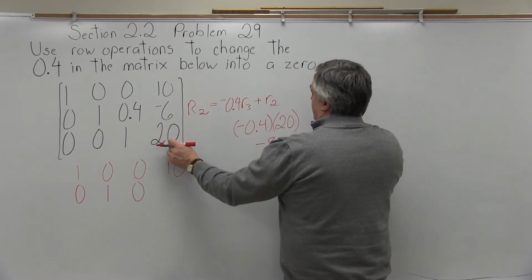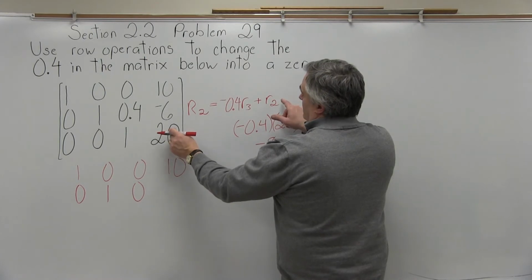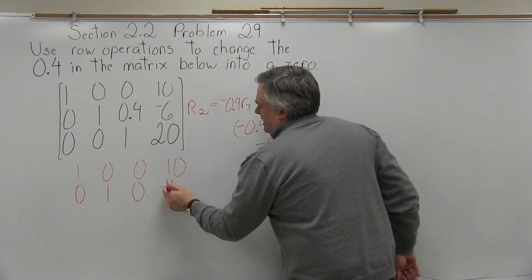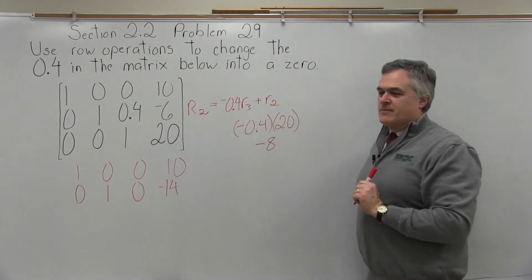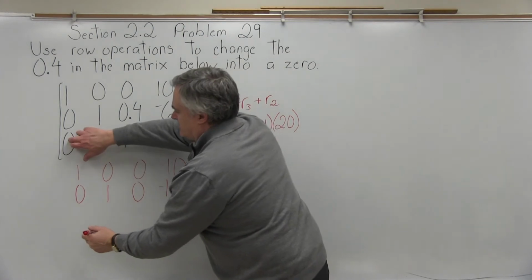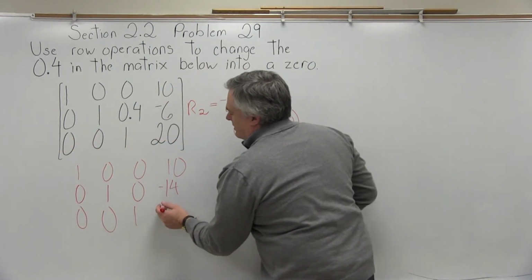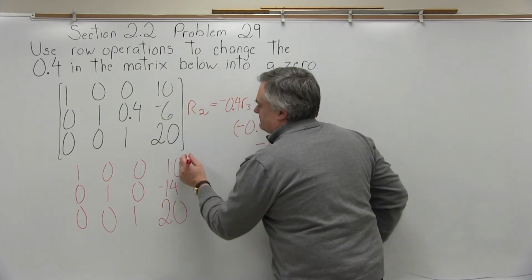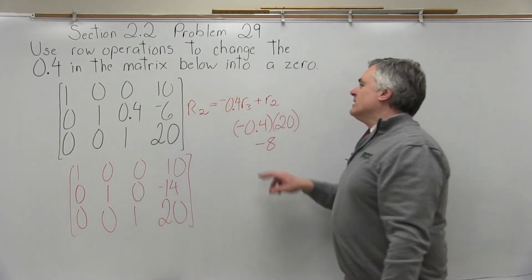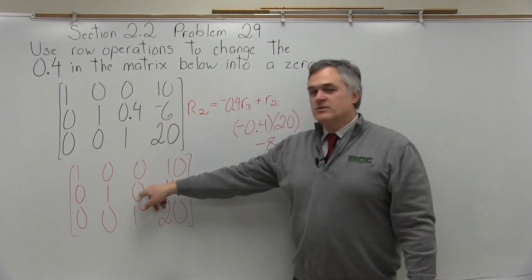Now you're still going to have to take that minus 8 and add it to row 2. So you multiply, you get minus 8, which you can get with your calculator. Add minus 8 and minus 6. Minus 8 and minus 6 is minus 14. So my new row 2 is finished. Row 3 doesn't have to change, so it can stay 0, 0, 1, 20. So using a legal row operation, we changed the 0.4 into a 0.